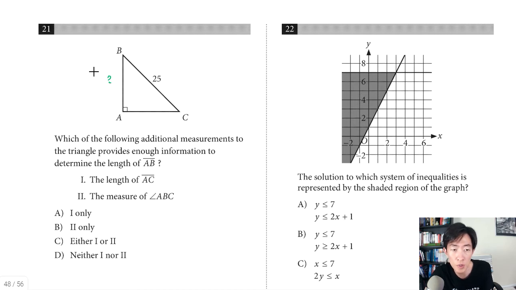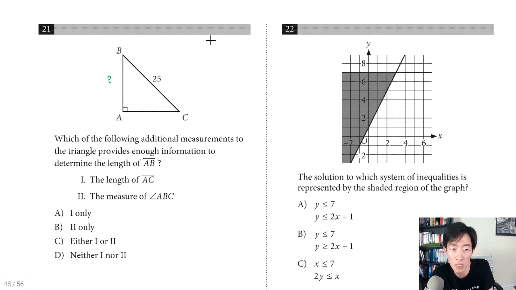Now this is very similar to the triangle question in section 3. If you haven't watched it, go back and watch that video. But in summary, what we said is that this question is really the same type of question as asking about congruent triangles. So if any of these criteria or measurements gives us enough information to prove that this triangle is congruent to another with the same measurements, that means we have one fixed triangle and there's only one possibility, and therefore the side length of AB is going to be determined.